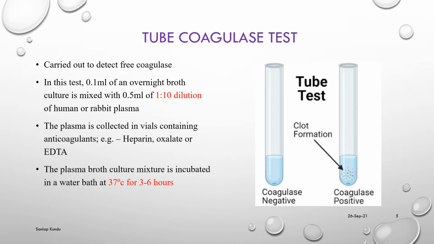The plasma broth culture mixture is incubated in a water bath at 37 degrees centigrade for 3 to 6 hours. Now, in case of a positive test, plasma is coagulated and does not flow. Here you can see if coagulase is present in the staphylococcal cell wall, when the test is done, there will be a clot formation. And if the clot is formed, we can say that the Staphylococcus is Coagulase positive.